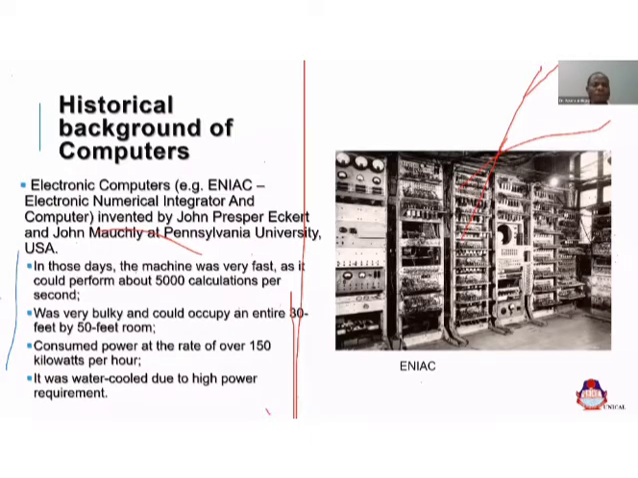These computers were very bulky. ENIAC was very bulky, and it could occupy a massive building, up to 30 feet by 50 feet. One computer could fill such a big mansion. And because of their size, they consumed a lot of power, over 150 kilowatts per hour of electricity. Because of this, they generated a lot of heat, and so ENIAC had to be water cooled to be able to function.